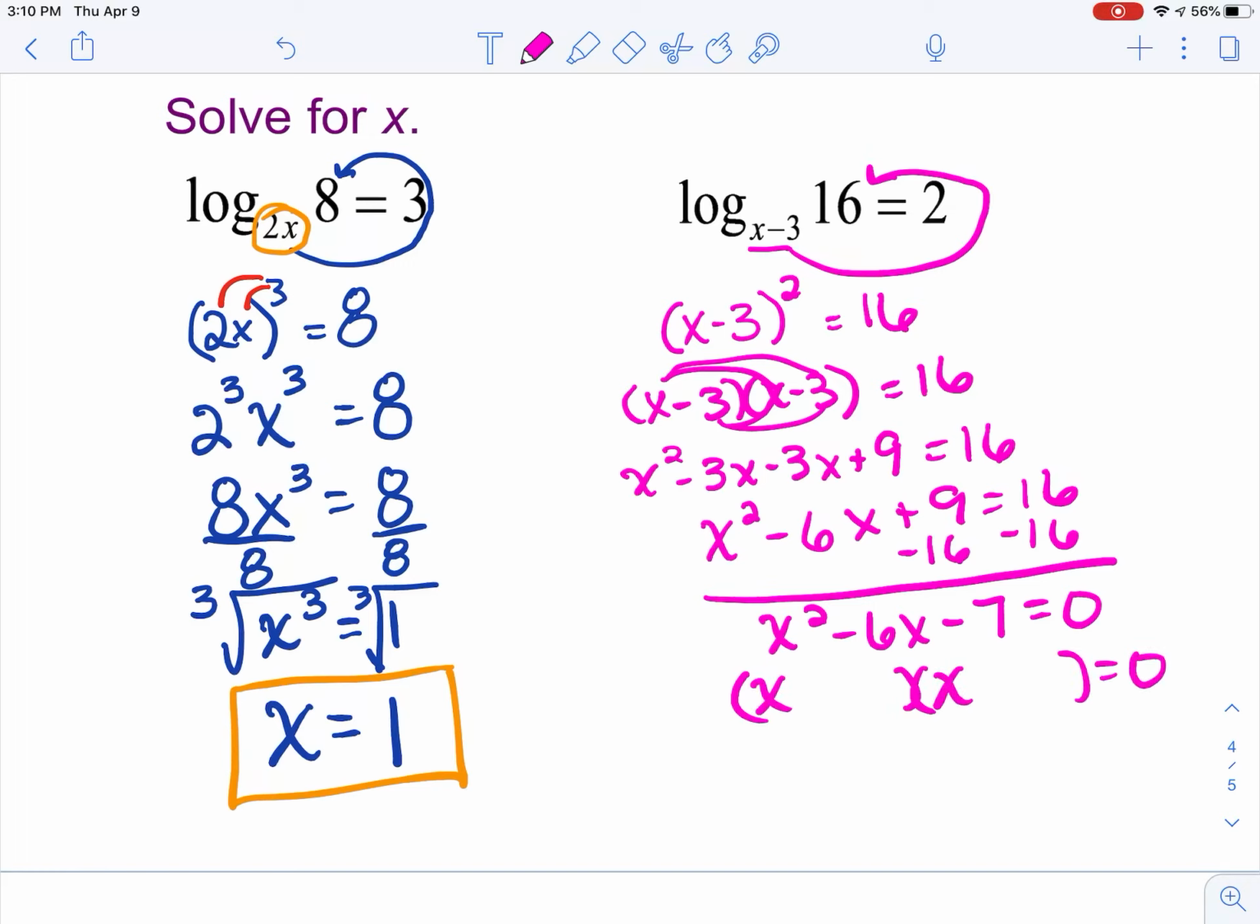Okay, I know there's an x and an x. What times what is negative 7 that adds up to be negative 6? Well, that'd be negative 7 and a positive 1. Then I set each of those equal to 0. x minus 7 equals 0. x plus 1 equals 0. Here, x equals positive 7. x equals negative 1.